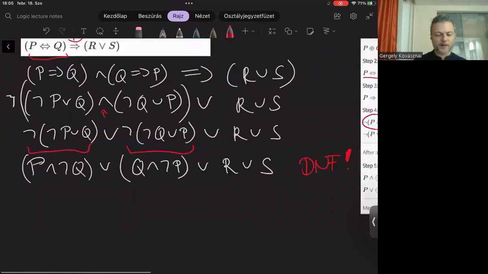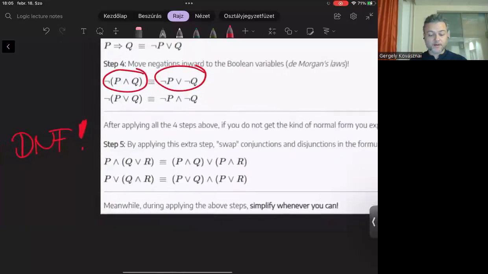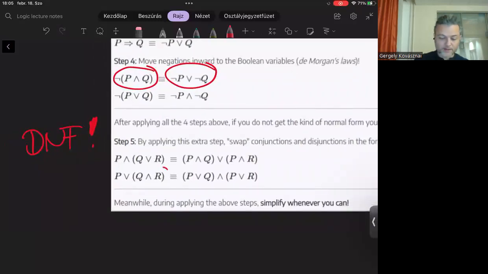In DNF, we have conjunctions inside the parentheses and disjunctions outside. They have to be swapped. We have to move disjunctions inside the parentheses and conjunctions outside. And there is only one way to do that. There is only one law which can help us. This is the law of distributivity. Yeah, so how to do that? We are in this situation. We have disjunctions outside and conjunctions inside. So we have to form pairs out of operands like that. And this is what you will get.